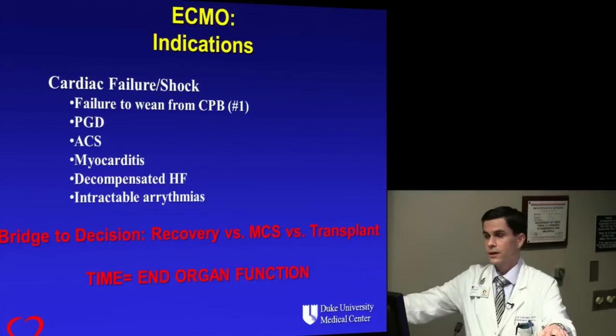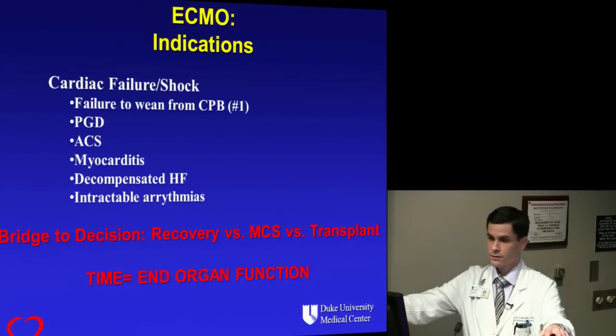In terms of cardiac failure or shock, you look at this list of indications, and this is why we have difficulty studying and comparing patients who are on ECMO. It's difficult to compare the patient who had a heart transplant 2 years ago who has primary graft dysfunction with a patient who has acute coronary syndrome or decompensated heart failure. But you do have to say that the number one reason for ECMO is failure to wean from cardiopulmonary bypass. I'm not going to discuss that, but that is the number one reason.